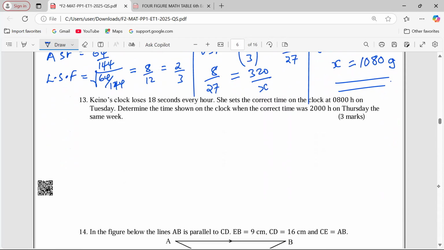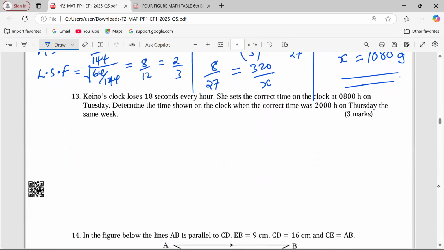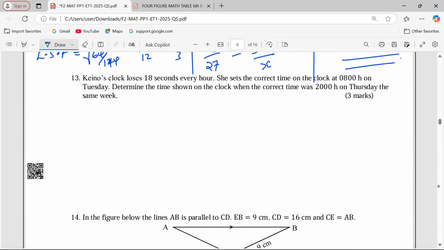Then now we can talk about number 13. Kano's clock loses 18 seconds every hour. She sets the correct time on the clock at 0800 hours on Tuesday. Determine the time shown on the clock when the correct time was 2000 hours on Thursday, the same week.